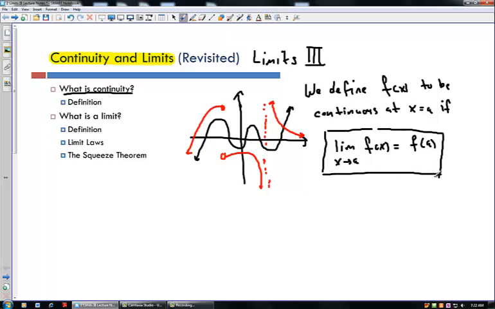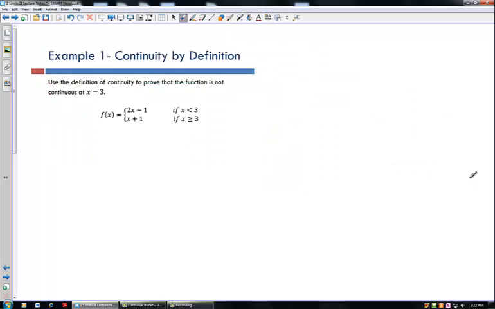And what it really means intuitively, I mean, there's the picture, but when I look at the limit, I think of it as my best guess. I look at values from the left, I get a number. I look at values from the right, I get a number. It is equal to the actual value of the function. So your best guess is spot on, basically. Let's look at an example.